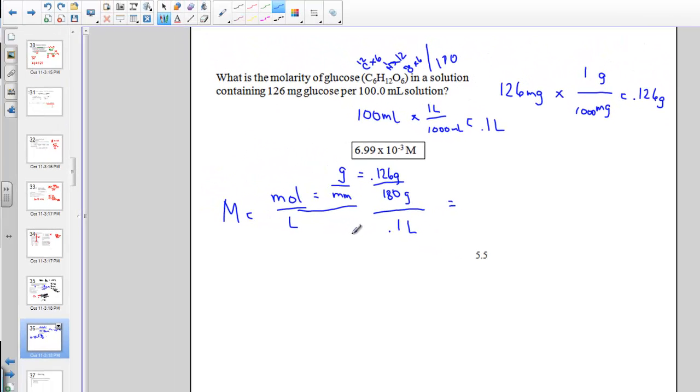I take my 0.126, I'll divide by the 180 molar mass, and I'll divide by 0.1, the volume in liters, and my calculator says 0.007 molar. Big M is our unit, molar. Their answer is 0.00699. That's what this value is, 0.00699. My calculator rounded for me. Same number in my opinion.